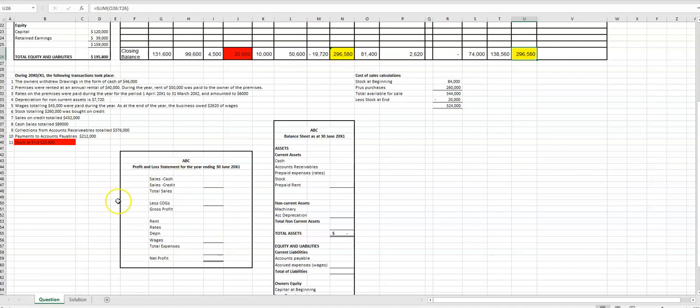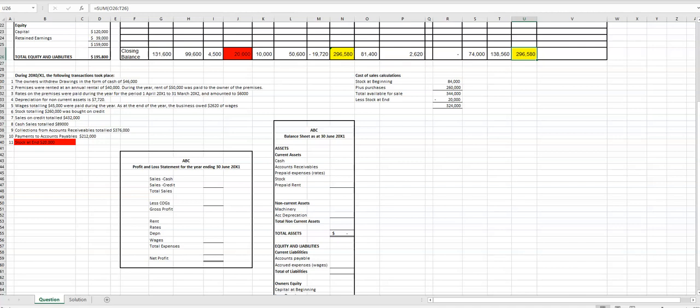So we've got our profit and loss statement here. Now remember, our headings are really important. We need to clearly state and clearly show the who, the what, and the when. So the who is our business, so in this case it's ABC. The what is the name of the statement, so in this case it's going to be our profit and loss statement. And the when is the period that this relates to. So this is going to be for the period ending 30th of June 20X1. You could also have it for the year ending as well.